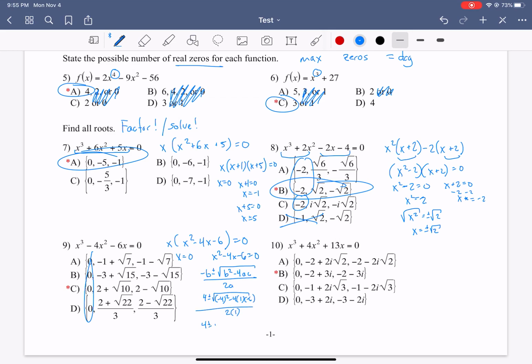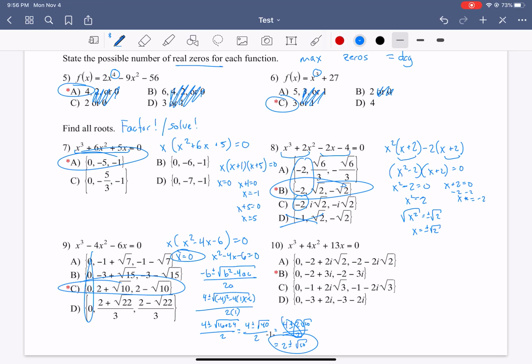So 4 plus or minus 16 plus 24 all over 2. 4 plus or minus the square root of 40 all over 2. We can take some stuff out of the square root, so we get 4 plus or minus 2 square root 10 over 2. And then we can do that division to get 2 plus or minus the square root of 10. So we have our 0, and then 2 plus or minus the square root of 10. So the answer is C.